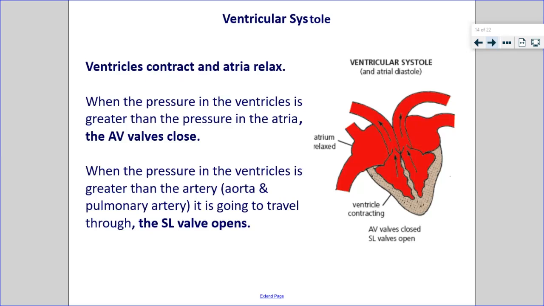The pressure will keep on increasing. And when the pressure in the ventricles becomes greater than the pressure in the arteries, that forces open the semilunar valves. And the blood is forced out of the ventricles and up and away through the arteries, either to the lungs, if it's the pulmonary artery, or the rest of the body, if it's the aorta.